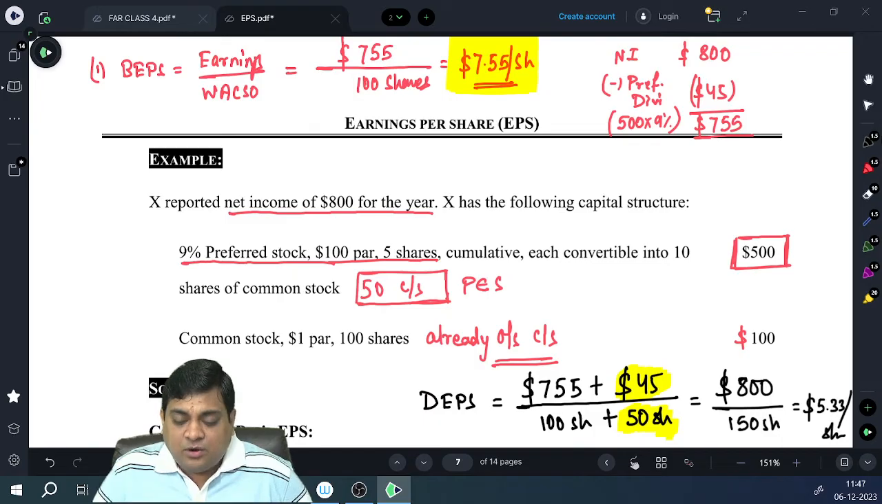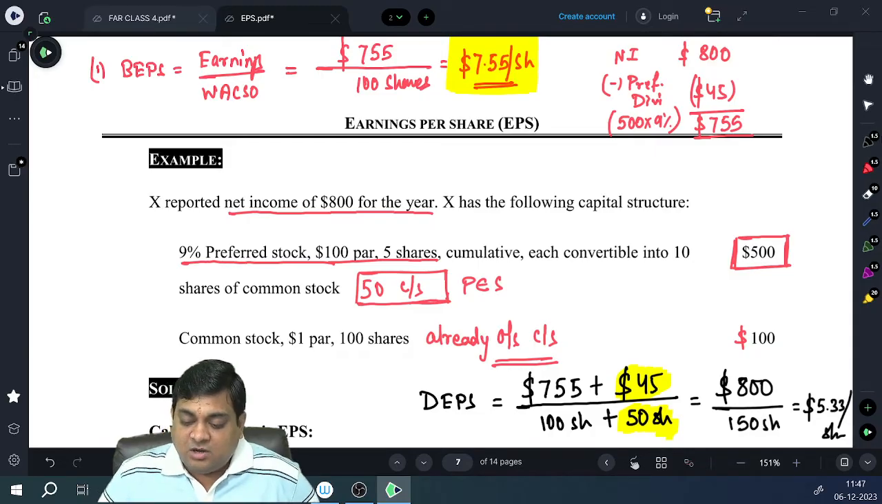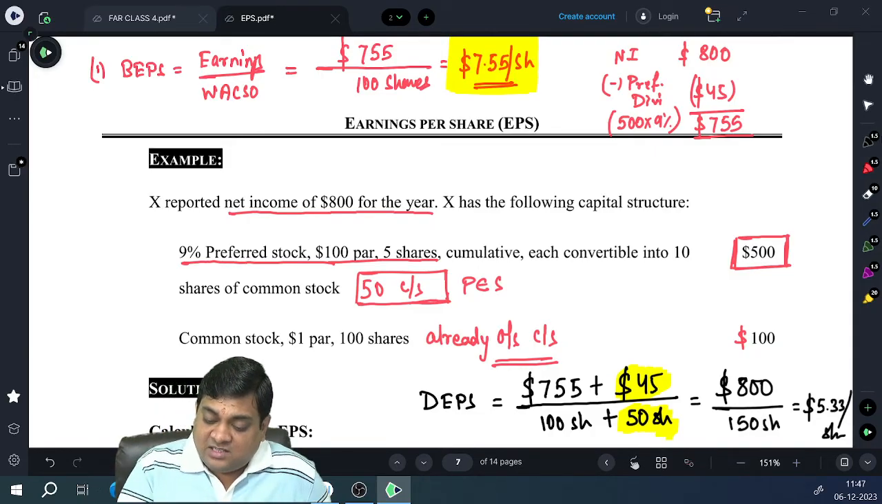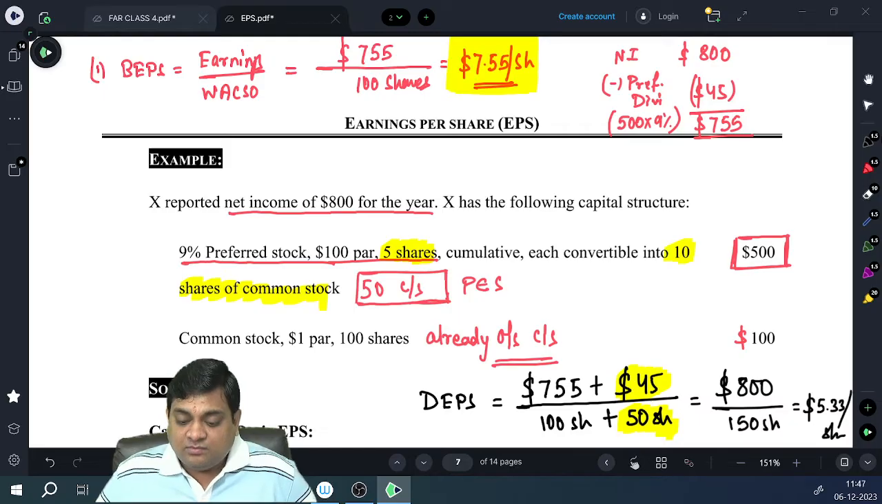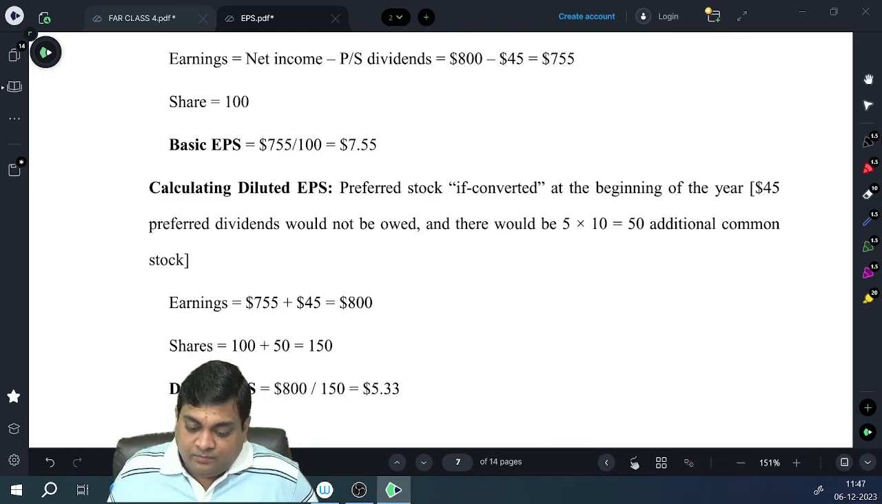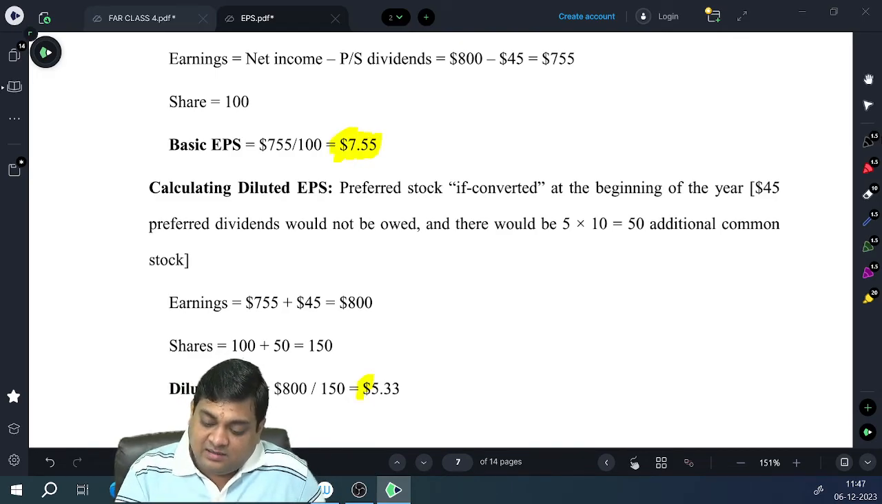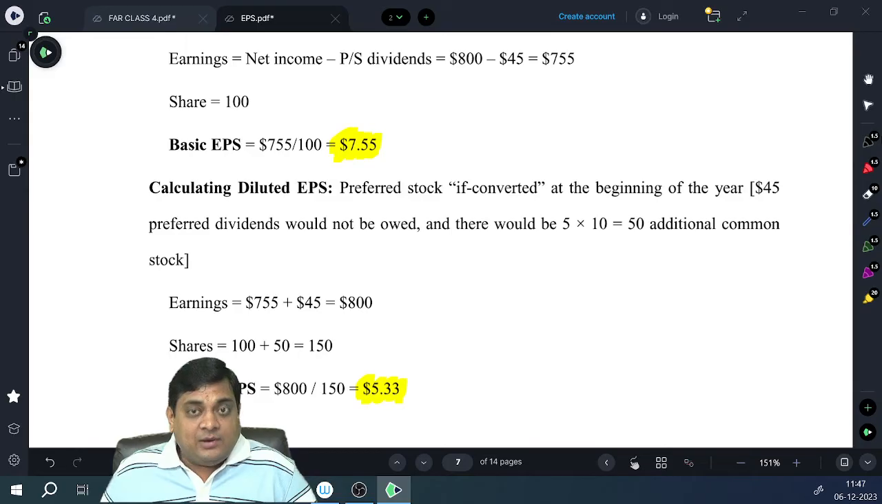Income statement, we know from the net income we pay preferred dividend, we get earnings for common stockholders divided by already outstanding shares. This is not already outstanding. These 5 shares, when converted, will be converted into 10 common stock each. So 5 into 10, 50. This is potential, so only for diluted EPS it will be considered, right? So this is basic and this is diluted.